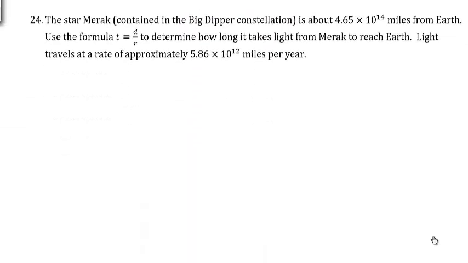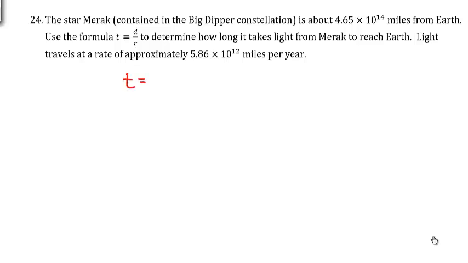And one last problem here. This star, I don't know how to pronounce that, but that star is contained within the Big Dipper constellation, and it's about 4.65 times 10 to the 14th miles from Earth. Use the formula t equals d divided by r to determine how long it takes light from this star to reach Earth. Light travels at a rate of approximately 5.86 times 10 to the 12th miles per hour.